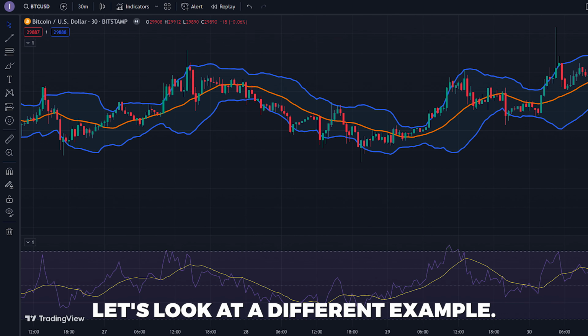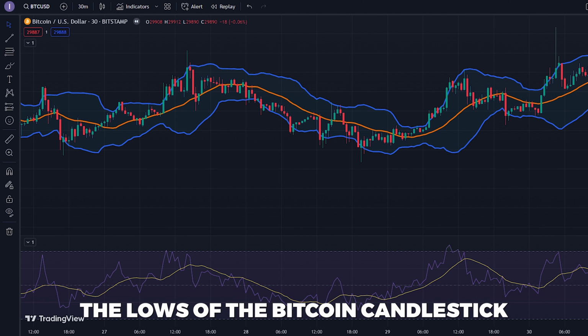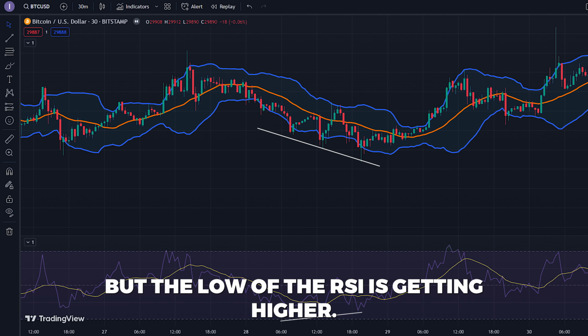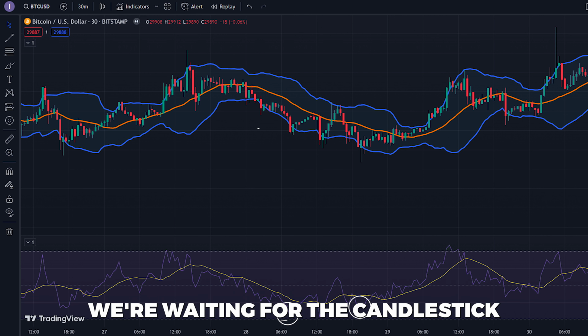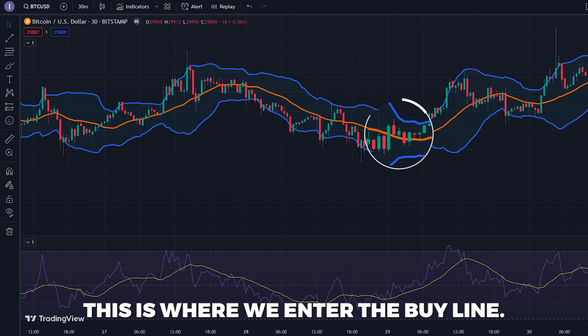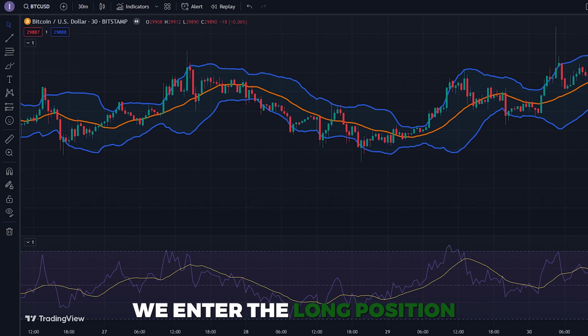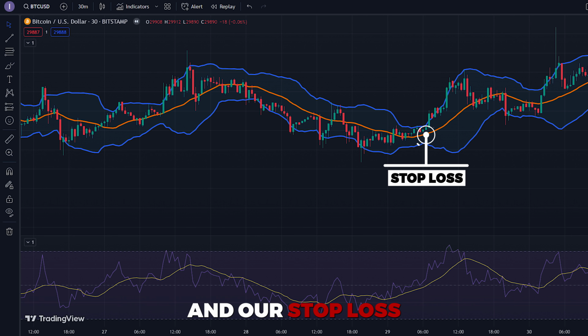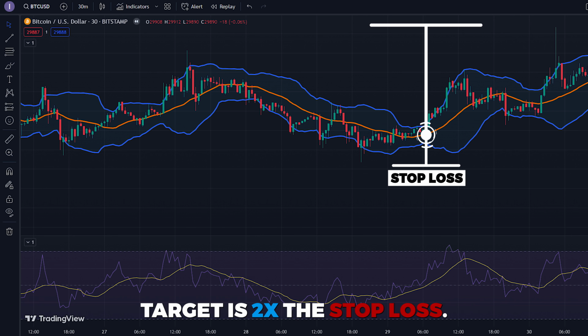Let's look at a different example. You can see that the lows of the Bitcoin candlestick are getting lower and lower, but the low of the RSI is getting higher. We're waiting for the candlestick to cross the center line upward. This is where we enter the buy line. We enter the long position at the close of this candlestick, and our stop loss is the lower Bollinger Band. Our buy exit target is 2x the stop loss.